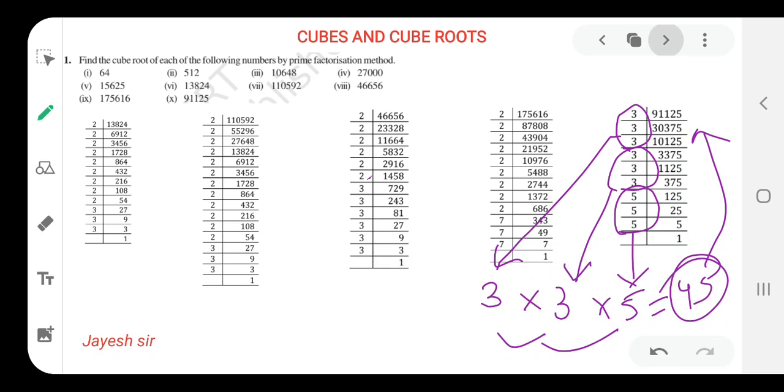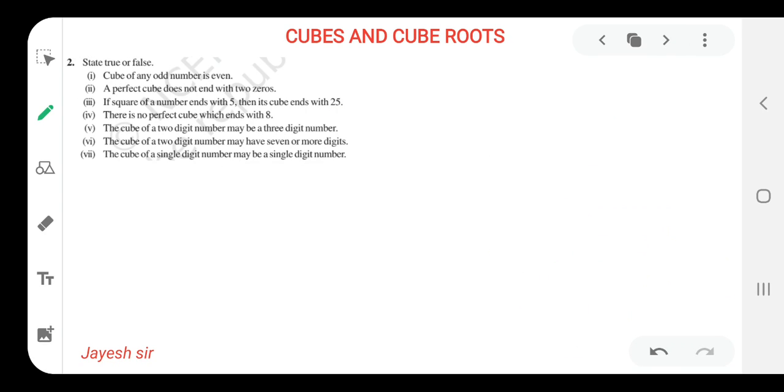So now let us begin with the next slide and start moving, and let us understand these things over here. Now the next sum is state whether it is true or false. The first statement that is given is: cube of any odd number is even. By the examples, let us find the cube of any odd number.